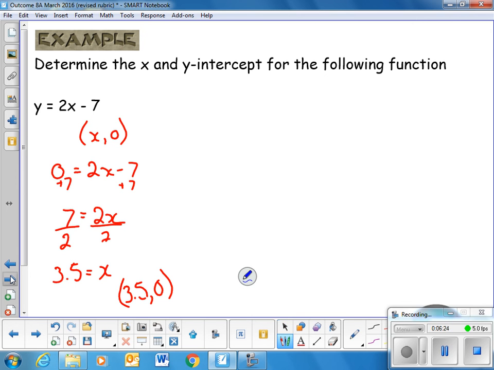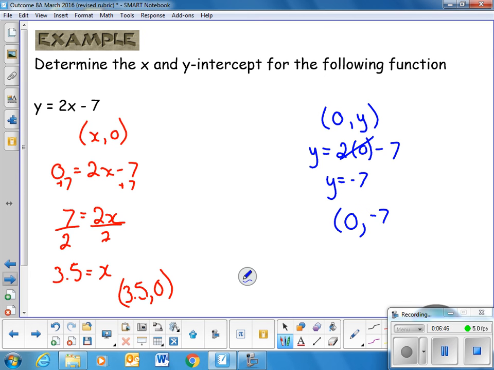For our y-intercept, we know it's going to look something like 0 and y. So we're going to put 0 in for x this time. So we have y equals 2 times 0 minus 7. 2 times 0 is 0. So we end up with y equals negative 7, and we don't have any further simplifying to do on this side. So our y-intercept is 0, negative 7.